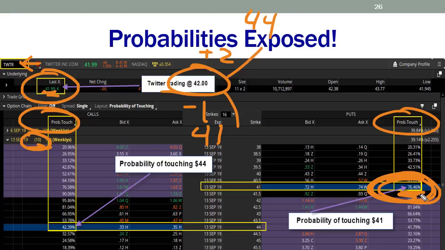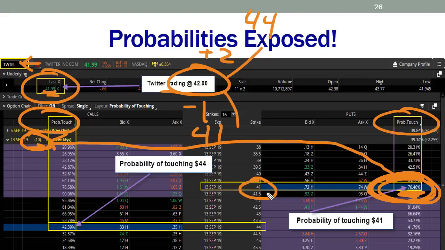It's the probability, right? Like this probability right here. Come on, zero in on it. It says 76%. Okay? What that means, anytime, it's an anytime probability, anytime in the next 10 days, there's a 76% chance of touching 41. Now that's it. You didn't have to trade an option. I'm not talking about a MACD or a Fibonacci or even a Bollinger Band.